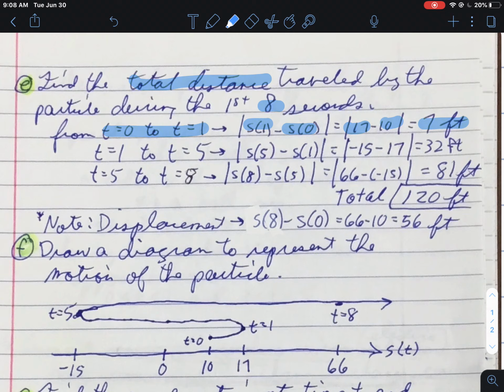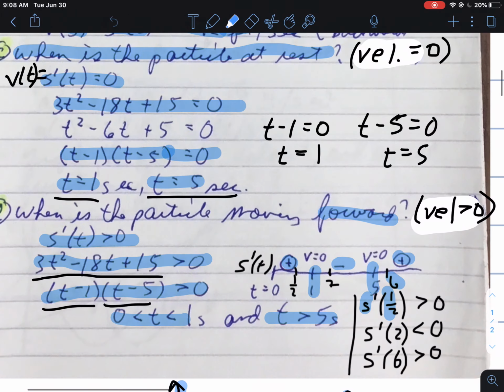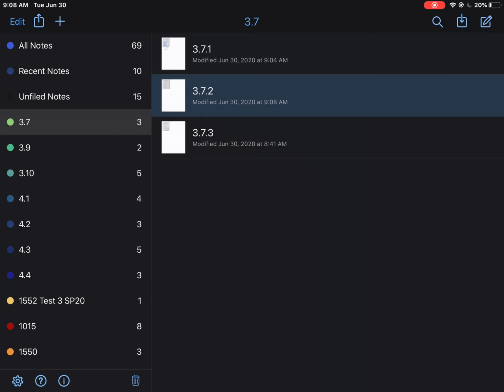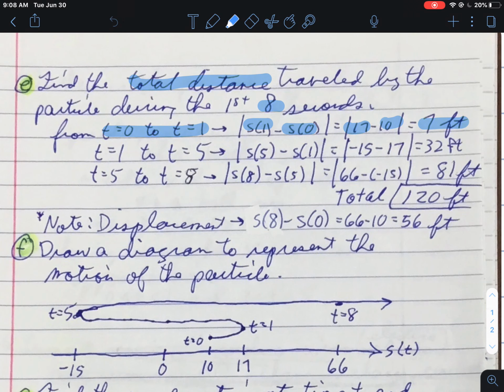Now again, I'm using s of t. That was our original function, the t cubed minus 9t squared, etc. That's why I keep saying you're going to be working with multiple functions. Make sure you're plugging into the correct function. And then we just repeat that over each of the time intervals that we found in the previous parts.